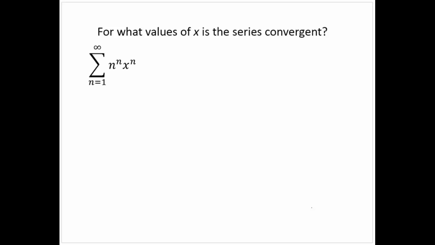All right, let's consider another example here. For what values of x is this series convergent? And we have sigma n equals 1 to infinity of n to the n, x to the n. Notice that this one's starting at 1, because if we started at 0, we'd have 0 to the 0, which is an indeterminate form. So we're starting at 1, so we'd have 1 to the 1, x to the first, and so that would be x plus 2 to the second, x to the second, so that would be 4x squared, plus 3 to the third, x to the third, that would be 27x cubed.